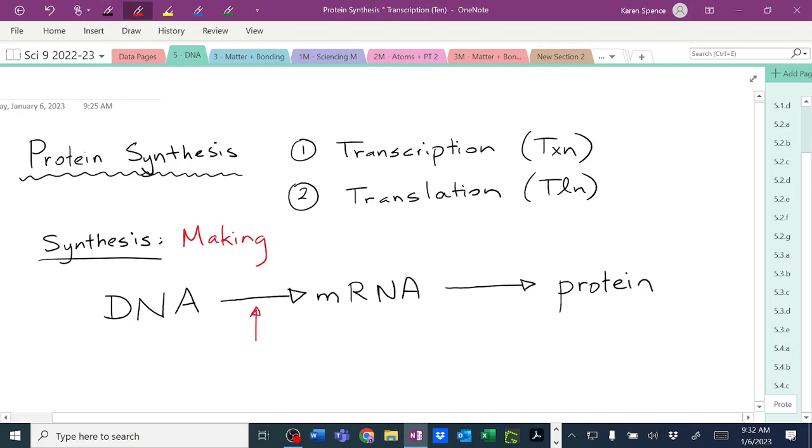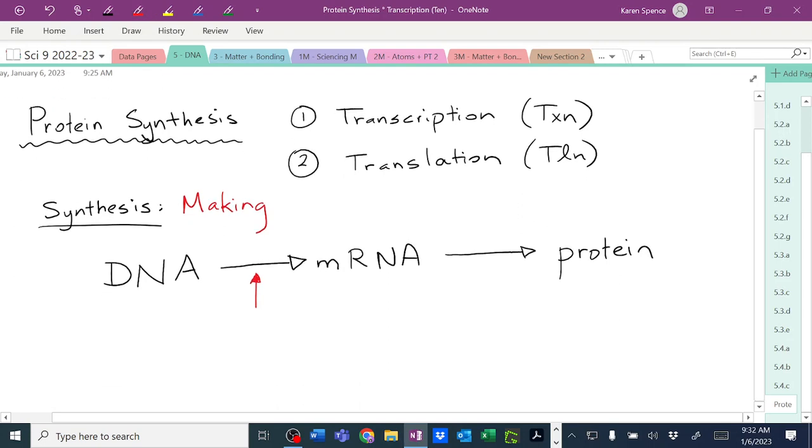What is this step here called where the DNA code is read and we make an RNA copy? That is called transcription. You can just do TXN. Yeah, absolutely. And the second step where we take the RNA code and we make a protein, that is called translation.